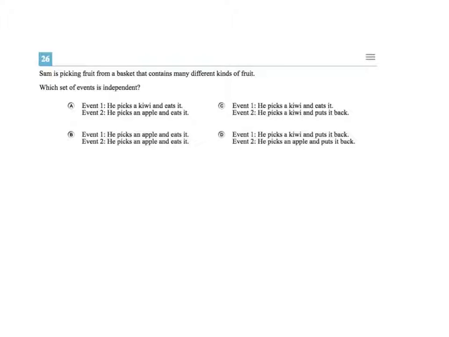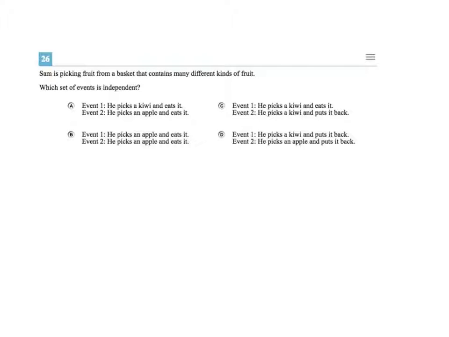Okay, Sam is picking fruit from a basket that contains many different types of fruit. Which of the events is independent? He picks a kiwi and eats it. He picks an apple and eats it. He picks an apple and eats it, and then he picks another apple and eats it. He picks a kiwi and eats it. He picks a kiwi and puts it back. He picks a kiwi, puts it back. He picks an apple, puts it back.